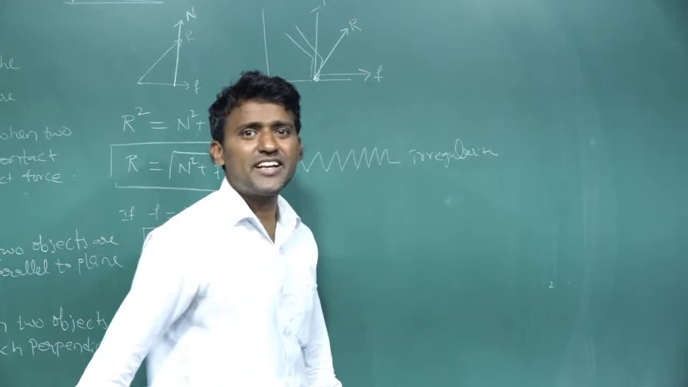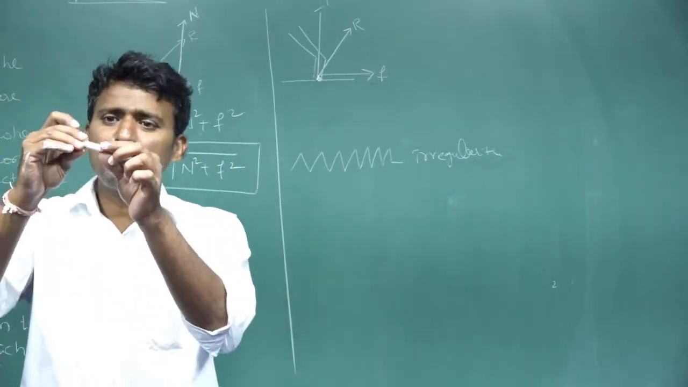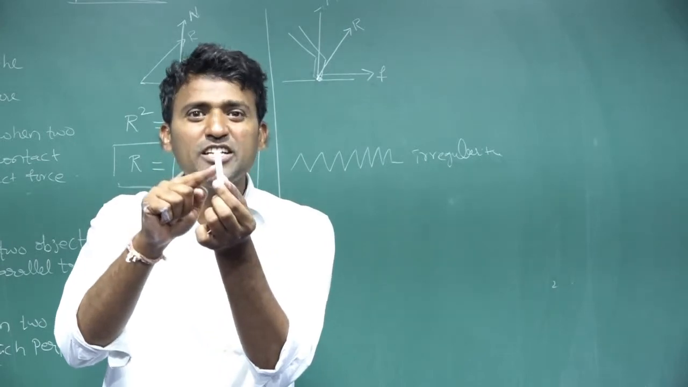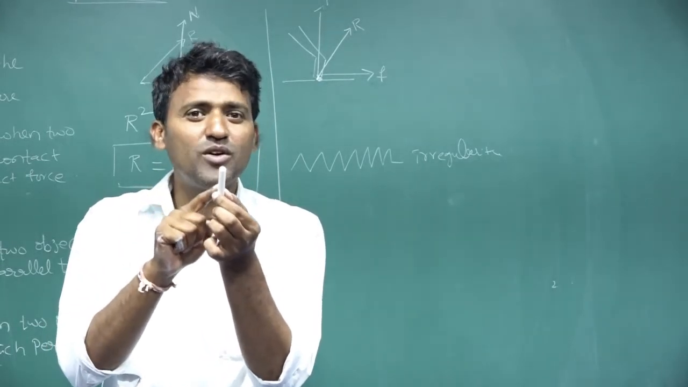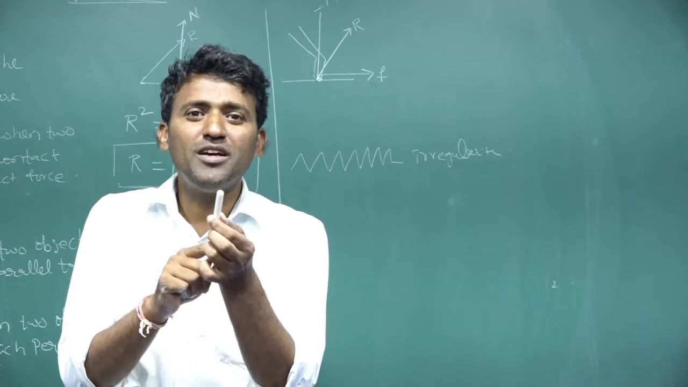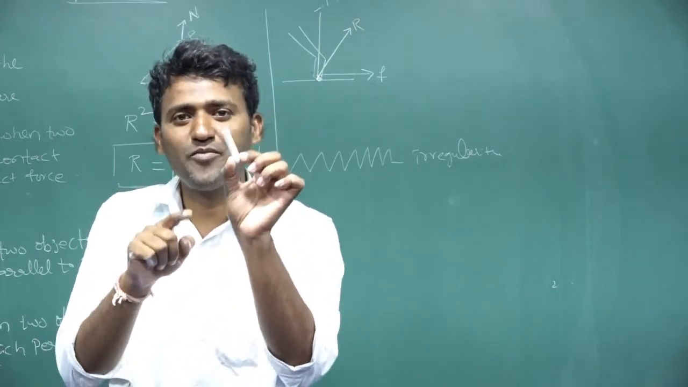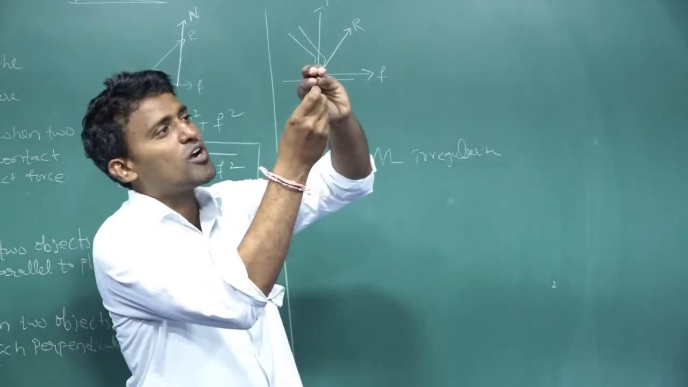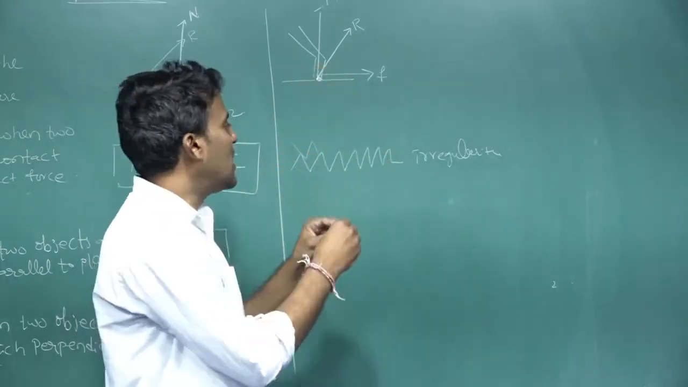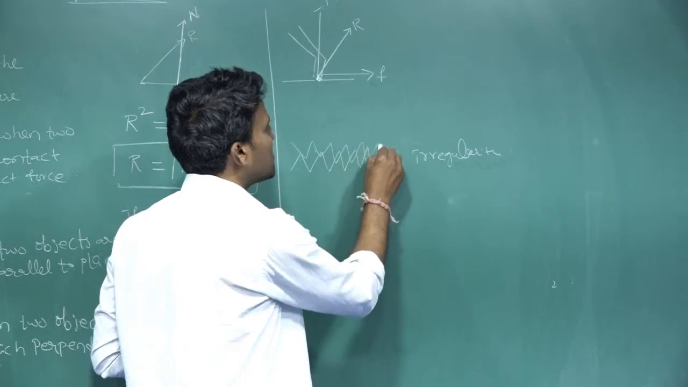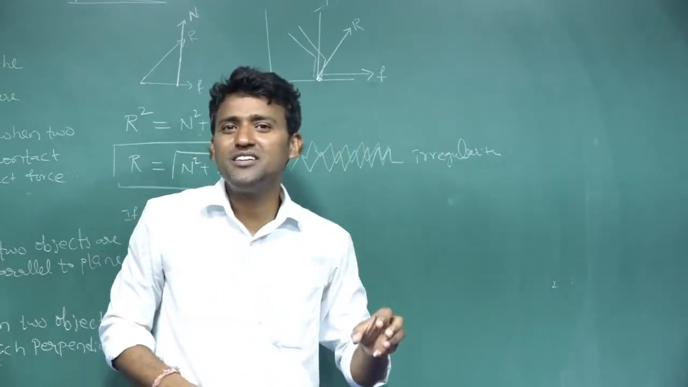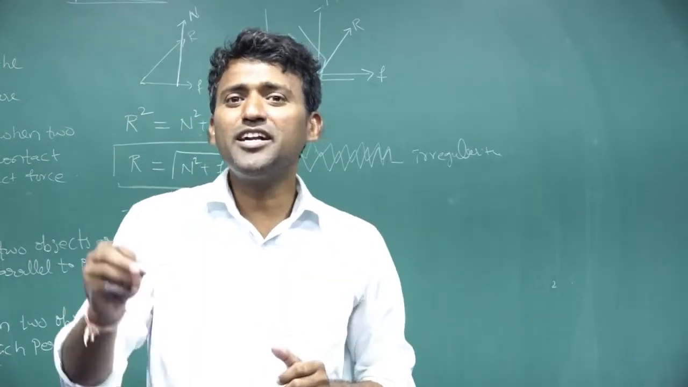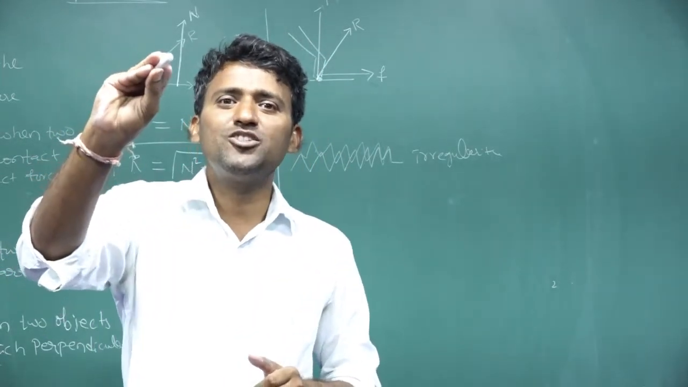We can call it irregularities. The chalk also appears to be very smooth, but when you observe it using a microscope, you can observe the irregularities, like ups and downs. When I hold this chalk, these irregularities may or may not be interlocked. At that time only I can safely hold this chalk.